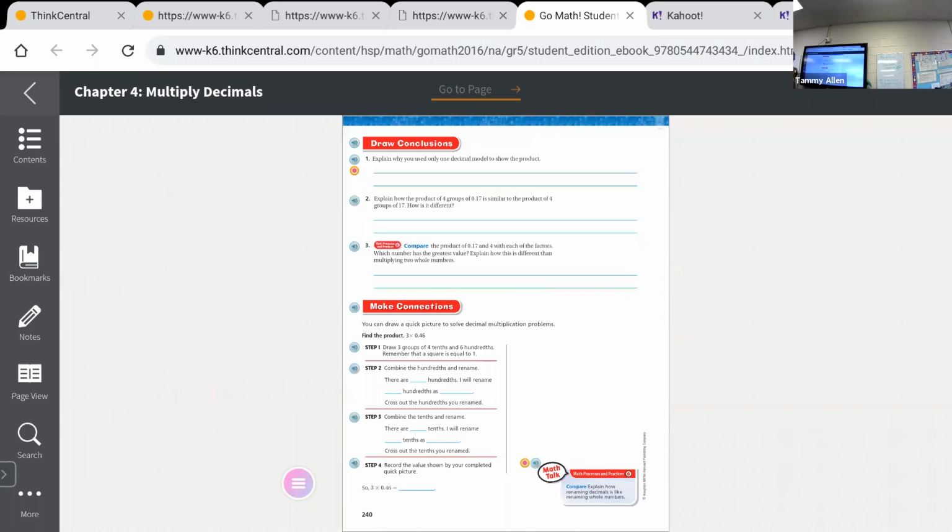So as we take a look at our grids, do we have questions on the grids? Anybody?